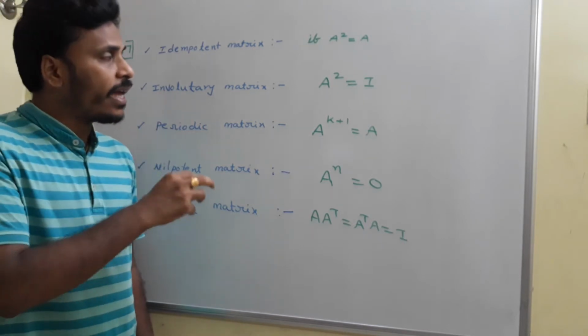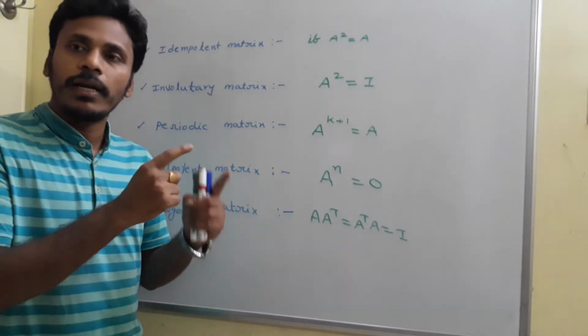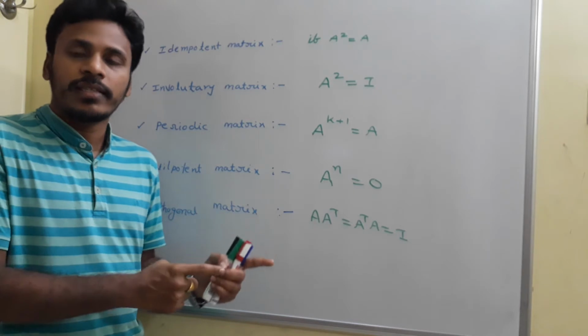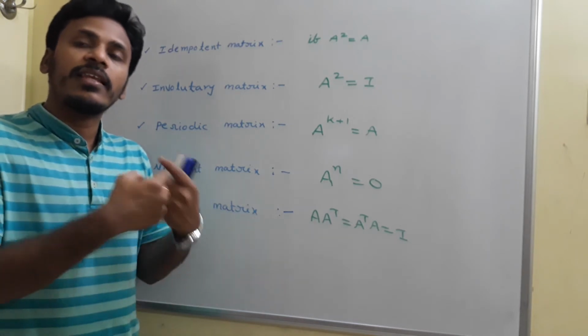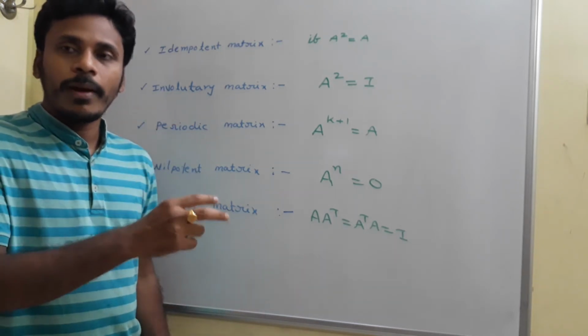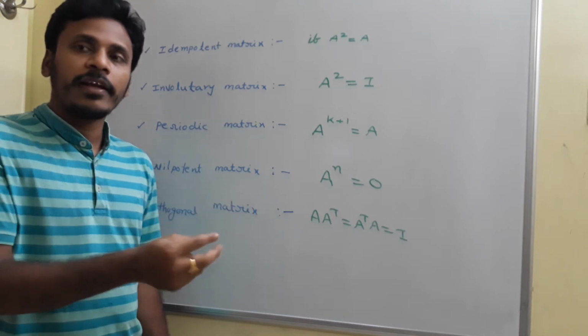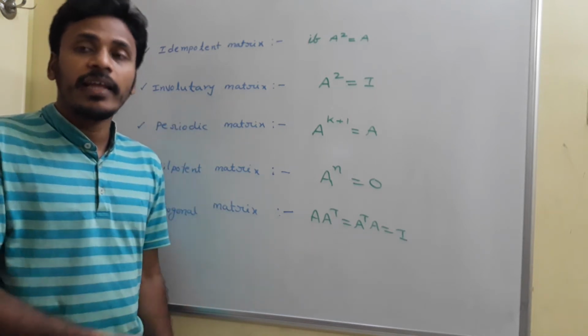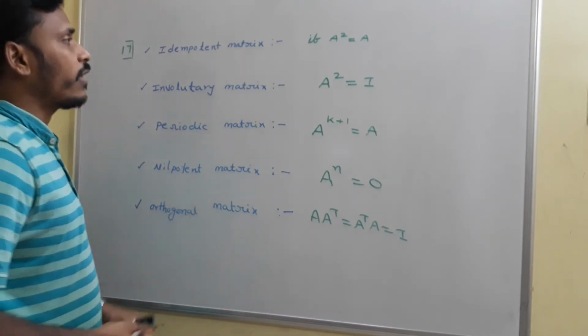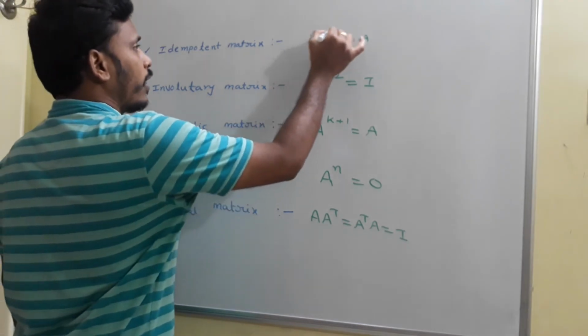If A square is equal to A, in the sense that multiplication of a matrix with itself results in A itself. So I have a matrix A, multiply that matrix with itself. If the result is again the same matrix, then we say that particular matrix is idempotent.